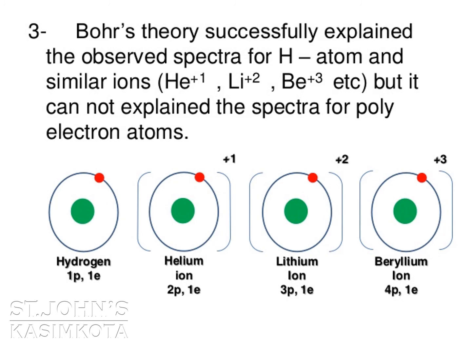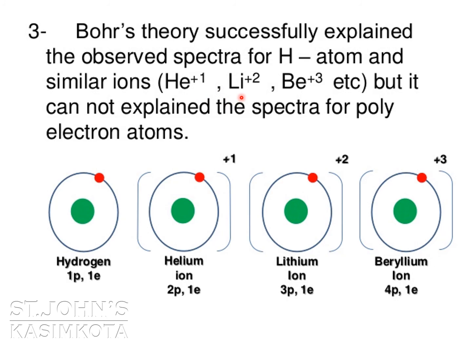Then the third drawback of Bohr's model is that Bohr's theory successfully explained the observed spectra of the hydrogen atom and similar ions, but it cannot explain the spectra for polyelectron atoms. So Bohr's model could explain only the spectrum of the hydrogen atom. Hydrogen contains only one electron. So it could explain the structure of the hydrogen atom and hydrogen-like ions like He plus 1. Helium's atomic number is 2. He plus 1 means it has lost one electron and has become He plus 1.